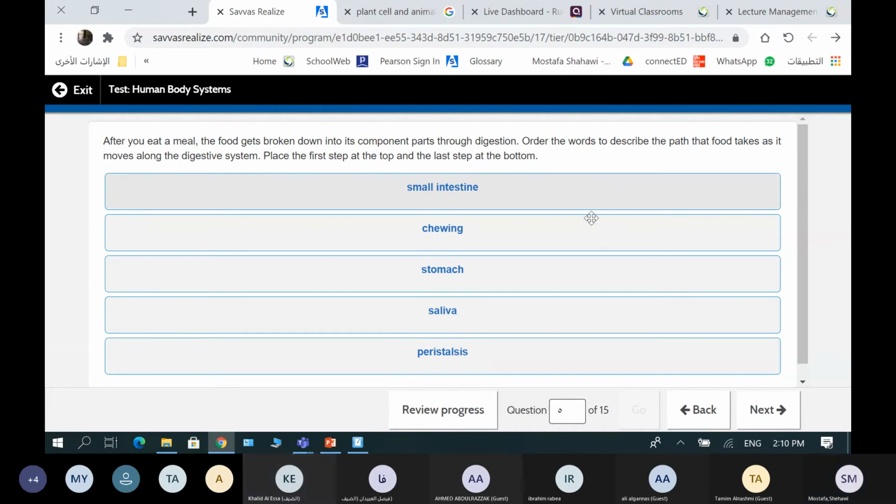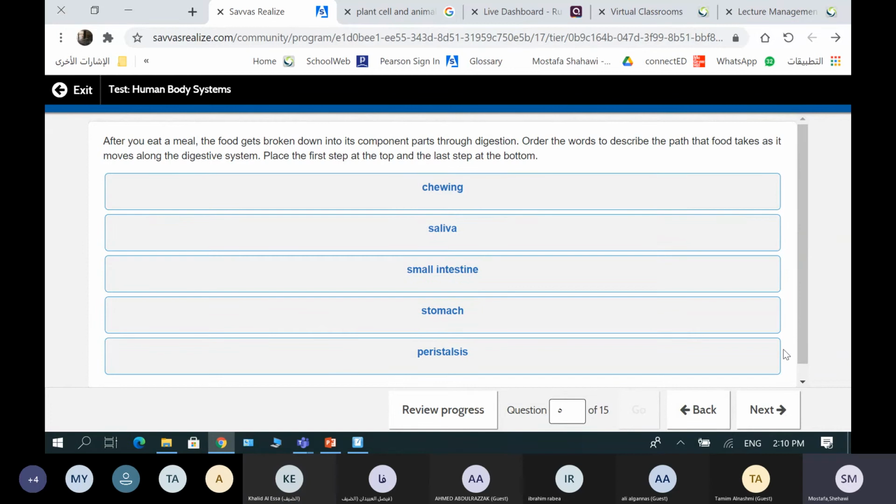Saliva. And also chewing. Both of them. Which one is the first? Chewing or saliva? Chewing is number one, and saliva is number two.